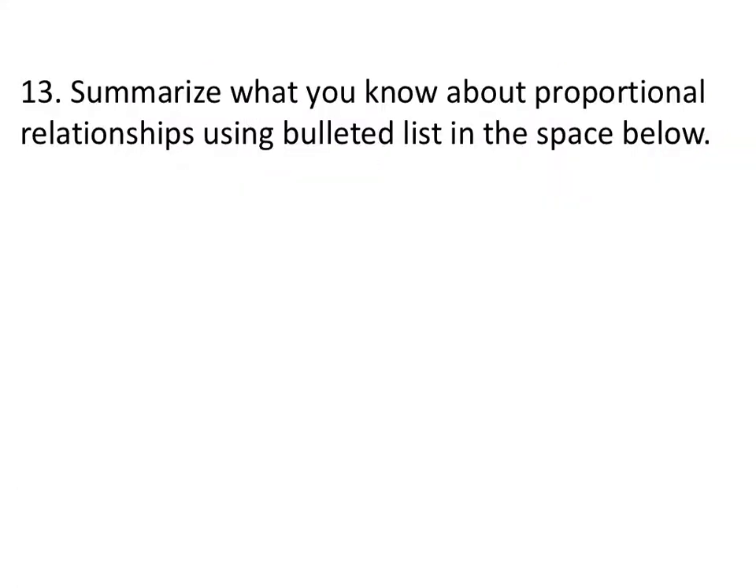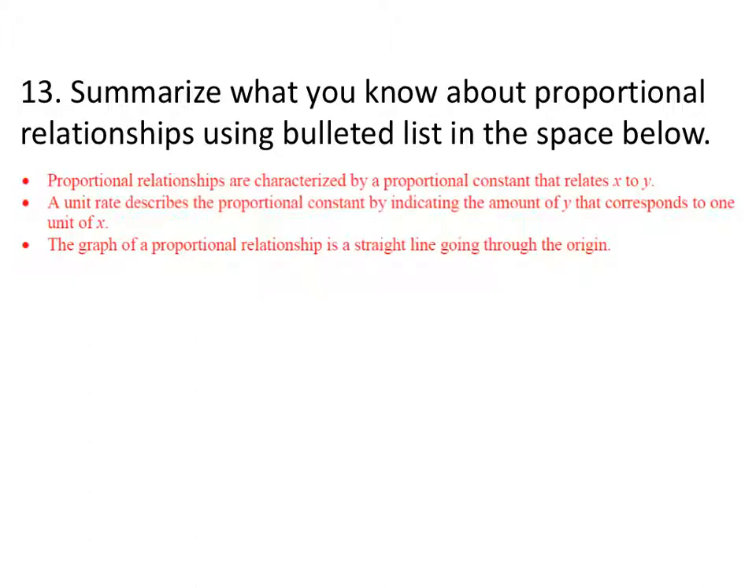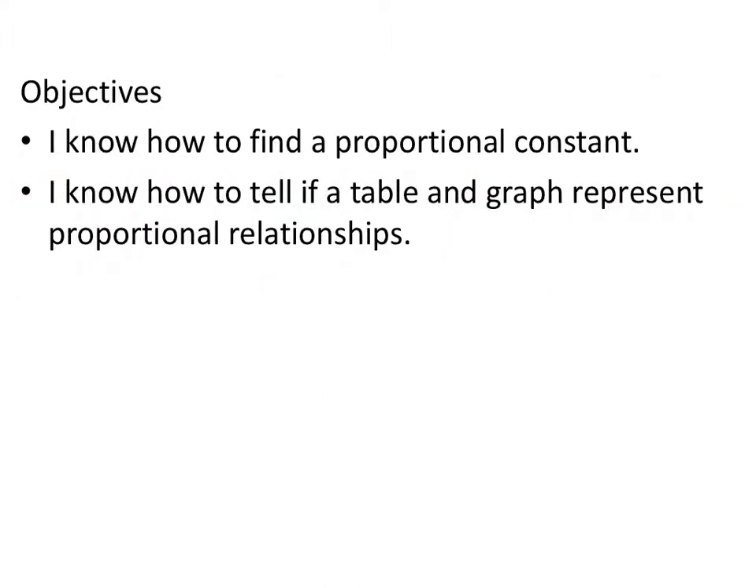Summarize what you know about proportional relationships using a bulleted list in the space below. Bam, we did it. Proportional relationships are characterized by a proportional constant that relates x to y. Did we write that down? And a unit rate describes a proportional constant by indicating the amount of y that corresponds to 1 unit of x. And finally, the graph of a proportional relationship is a straight line that goes through the origin. So the objectives were, I know how to find a proportional constant, and I know how to tell if a table and graph represent proportional relationships, which is kind of what that last one said.